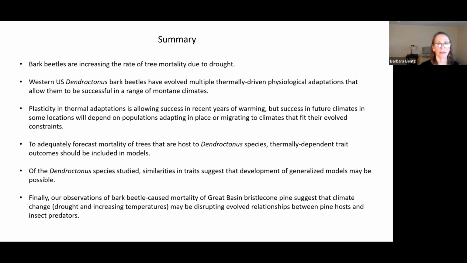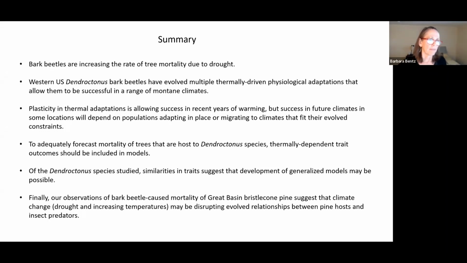Again, something that's already happening, as mountain pine beetles are moving northward in British Columbia and Alberta. So to adequately forecast mortality of trees that are host to Dendroctonus species, thermally dependent trait outcomes, like I've mentioned here today, really should be included in models.